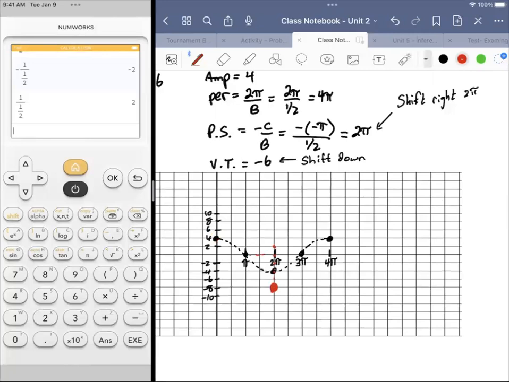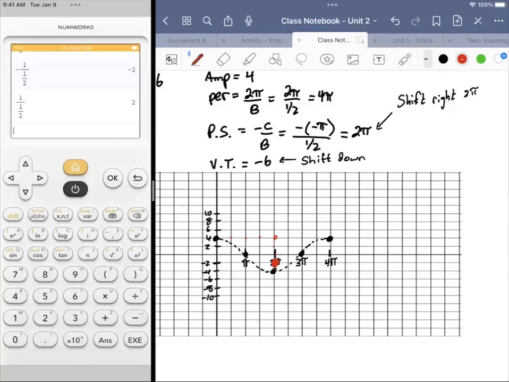Pi is going to go over to 3 pi. Pi plus 2 pi is 3 pi. And then down 6 units. Sorry, I forgot my own scale. So going back to the beginning here, 4 is going to go over to 2 pi. It's going to go down 6 units, but that's 3 boxes. So 1, 2, 3. So it puts it right there.